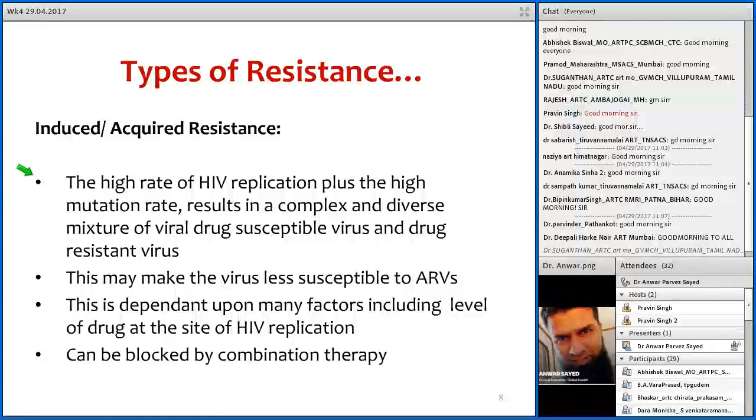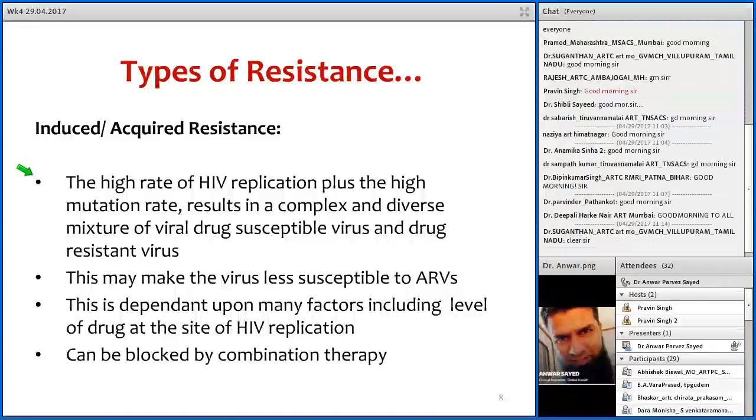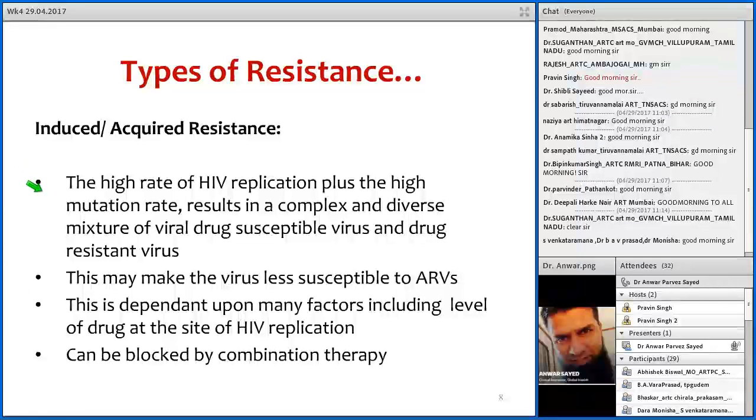About types of resistance, there can be induced or acquired resistance. Induced resistance is when a high rate of HIV replication plus a high mutation rate result in a complex and diverse mixture of drug-susceptible virus and drug-resistant virus. There are two things said here: high rate of HIV replication and high mutation rate. We spoke about both these things. This is the cause of induced or acquired resistance within a person's body.